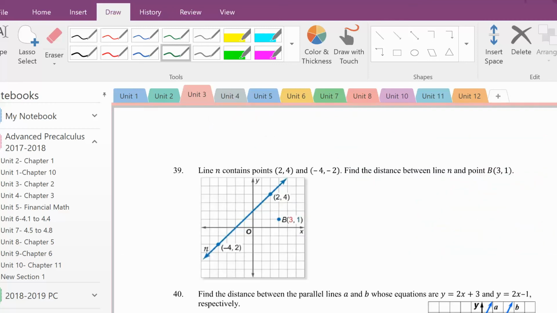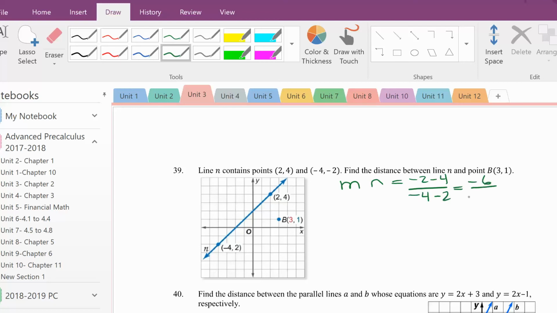All right, so let's look at the next page. The next page says line N contains points (2, 4) and (-4, -2). Find the distance between N and (3, 1). So remember, we've got to find the slope of N. So it's negative 2 minus 4 over negative 4 minus 2. So it's negative 6 over negative 6, which is 1. So that means the perpendicular slope is negative 1. So that means you're either going down and to the right or up and to the left.